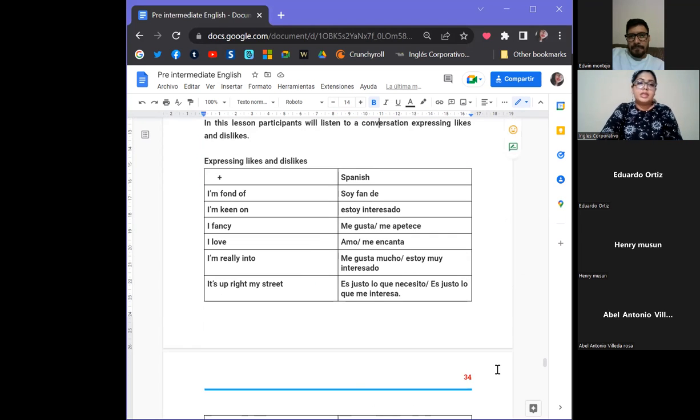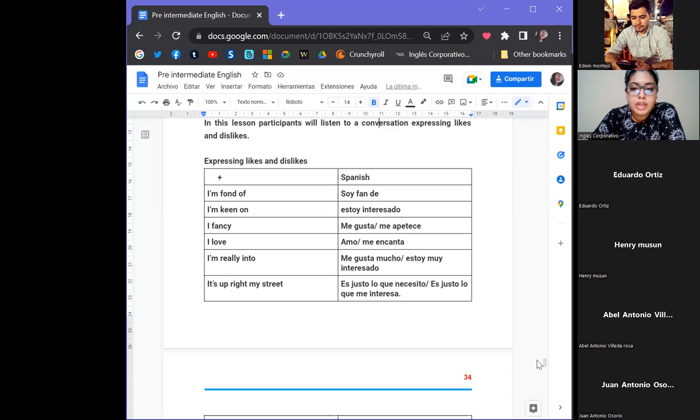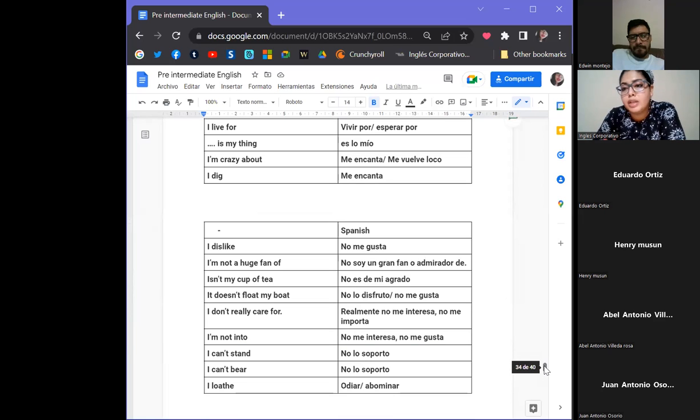And I was telling you that we have some expressions that we can use to express the things that we like and the things that we don't like. Because it is not that we just have one phrase to talk about those things. In this case, we have a lot of words that we can use. So we have these tables in which you have some expressions you can use when you are talking about the things you like. The first table is the positive things, the things that we like. And the other table has the phrases that we can use when we are talking about the things that we don't like.